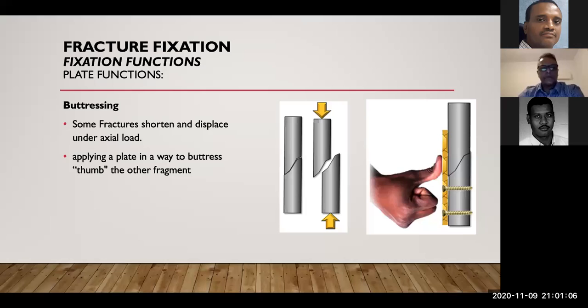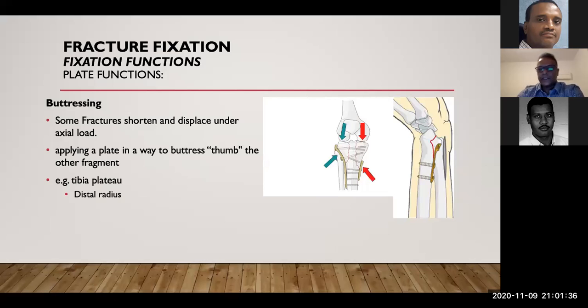Another function for the plate is used as a buttress. Some fractures are shortened and displaced under axial load, and we have to apply a plate in a way that it buttresses the other fragment. And this is the thumping, as you're pushing the fracture with the plate. And again, you can see here, there's an acute angle between the plate and the fracture, and this fracture is buttressed by the plate. An example for this is the tibial plateau fracture.